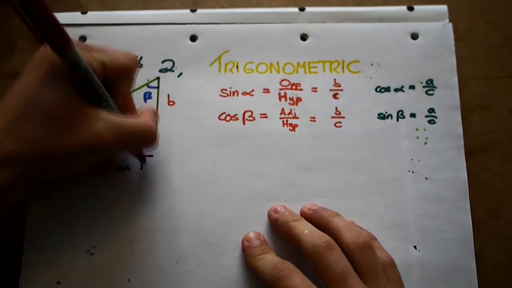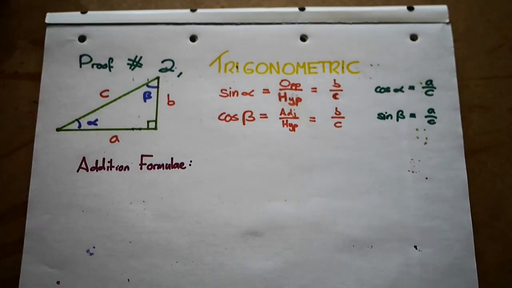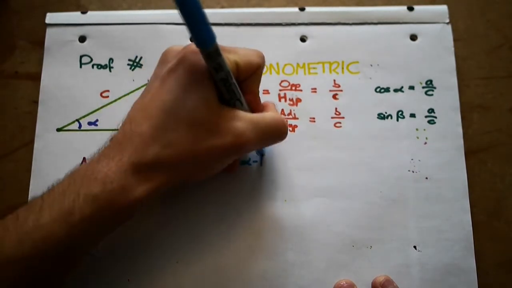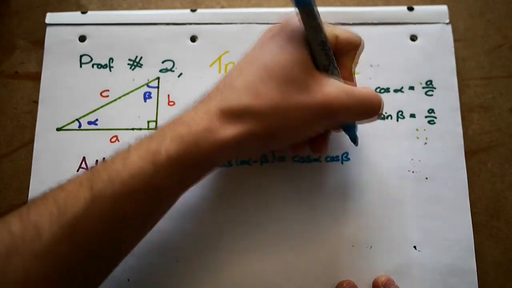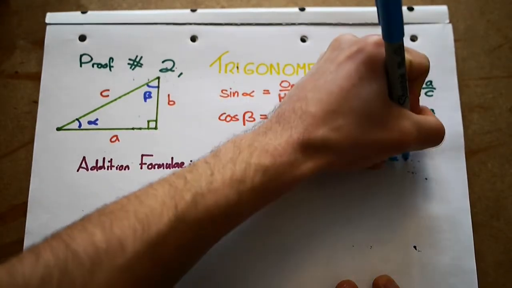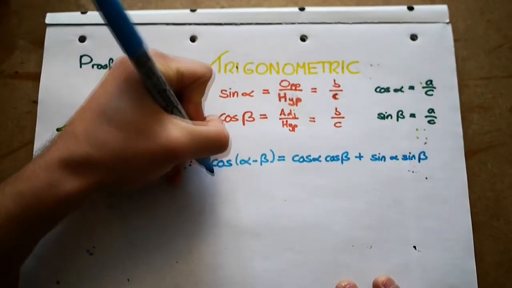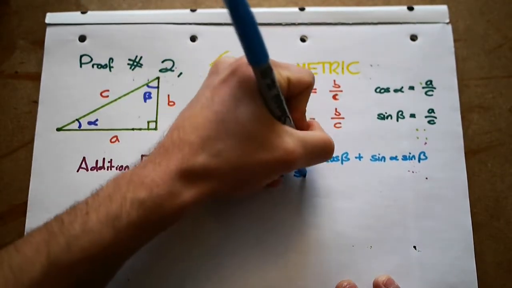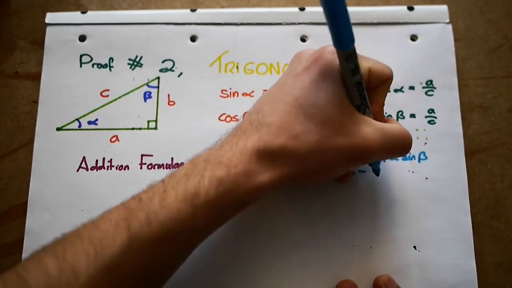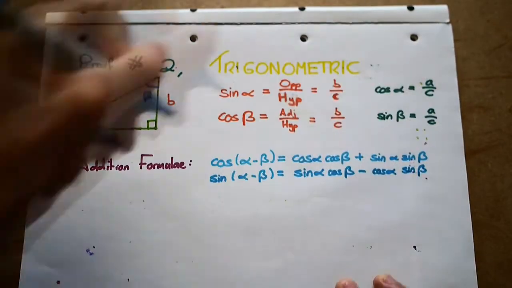I'm going to use the addition and subtraction formulae for sine and cosine. I'm not going to prove these identities here, but their derivation does not rely on Pythagoras, and so it's safe to use them in this proof. First we have the cosine of alpha minus beta equals cos alpha times cos beta plus sine alpha times sine beta. And secondly, sine alpha minus beta equals sine alpha times cos beta minus cos alpha times sine beta.